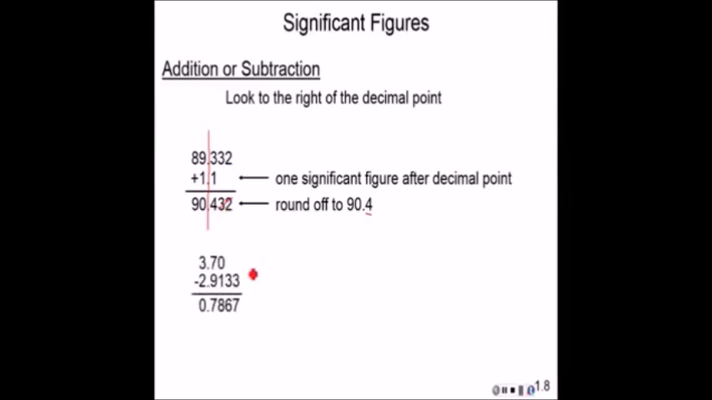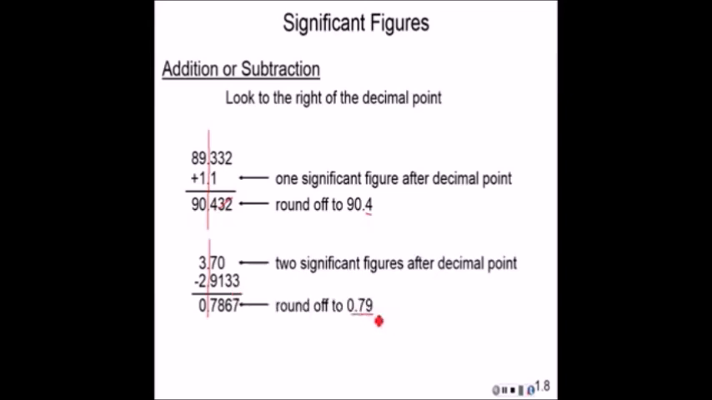Now here's one for you to try. Maybe you want to stop and write down what you think this number should be rounded off to. Again, if we draw a line through this, like that, you notice we have 2 digits to the right of the decimal point. Here we have 4. Our answer then can only have 2. We get our 0.79.